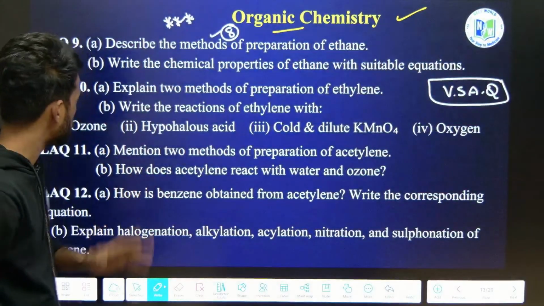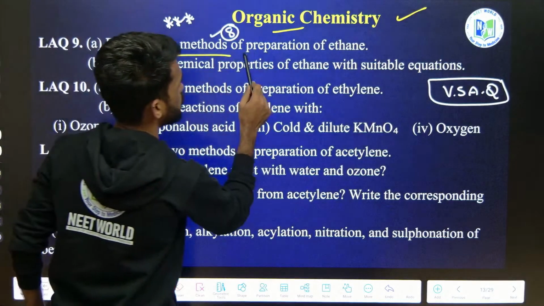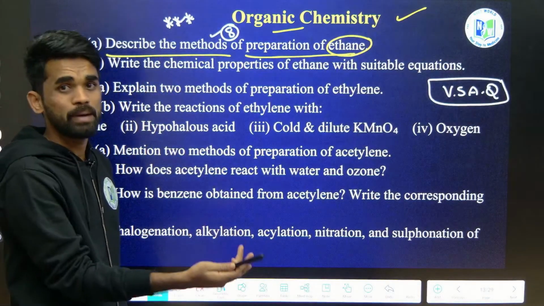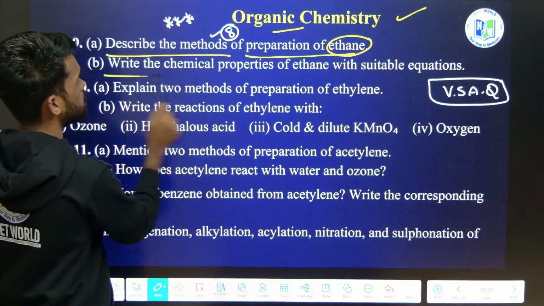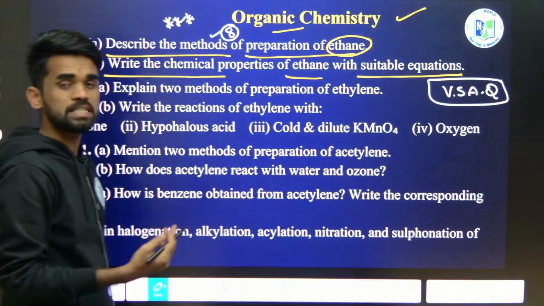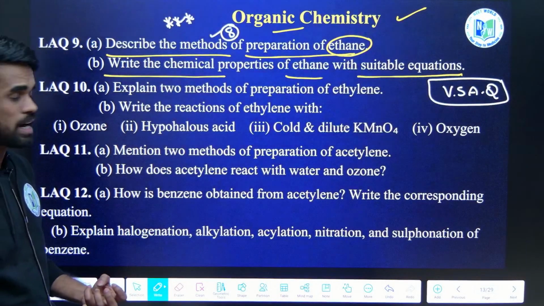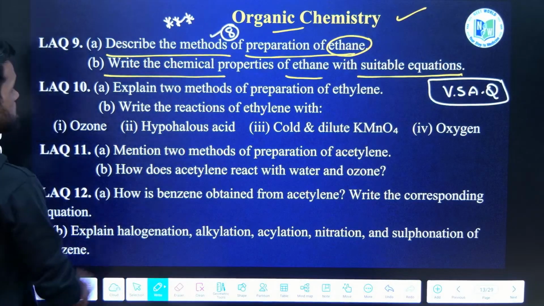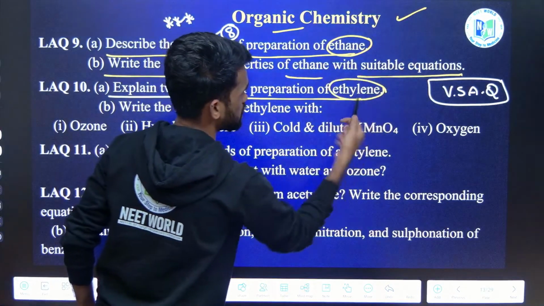No need to worry. Okay, just look at the list of questions. Describe the methods for preparation of ethane. So how do we prepare ethane? How to prepare ethane is simple, I will explain that. Okay, next, write the chemical properties of ethane with suitable examples. So what are the chemical properties of ethane, how it will react, all these things will be given. Just stay connected. Next, explain two methods of preparation of ethylene, that is nothing but ethene.